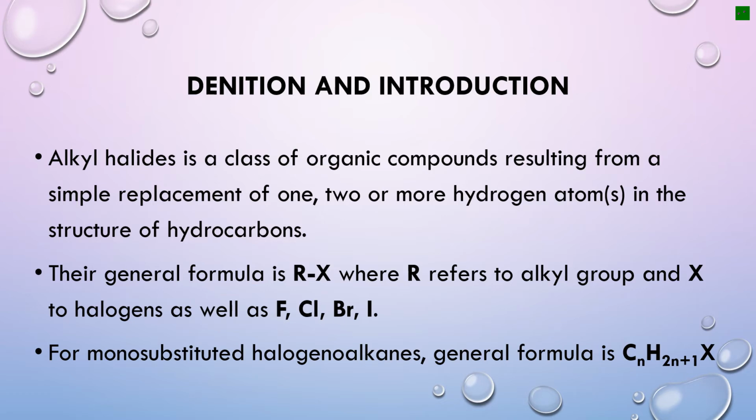Coming back to alkyl halides, alkyl halides are a class of organic compounds resulting from a simple replacement of one, two, or more hydrogen atoms in the structure of hydrocarbons. Their general formula is RX, where R refers to an alkyl group and X refers to halogens, namely fluorine, chlorine, bromine, and iodine. For monosubstituted halogenoalkanes, the general formula is CnH2n+1X.